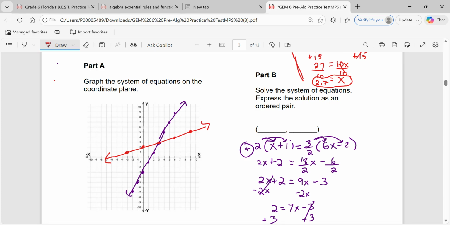So once I do that, I can tell that my solution is right there. There's one solution to this system, and the solution is 3, 3. One solution, because they actually intersect. And then they want to know what it is. There it is right there. It's 3, 3.